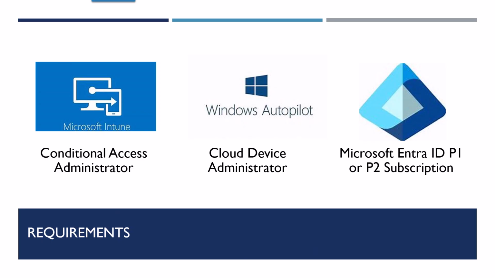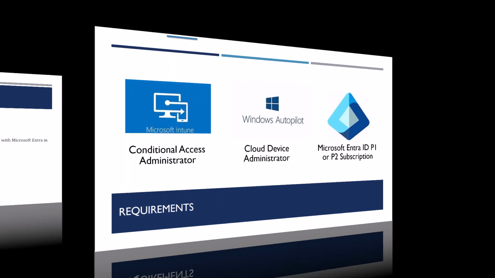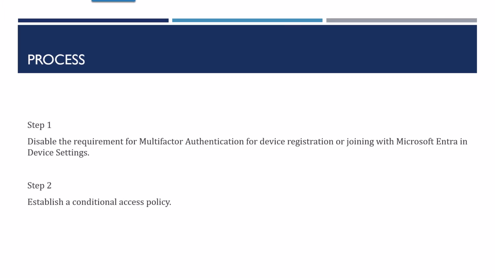Let's discuss permissions or roles required to complete the configuration. Your cloud account must have conditional access administrator and cloud device administrator roles assigned. These roles are the bare minimum required permissions to make changes within your tenant. To configure these settings in your tenant, it's a two-step process.